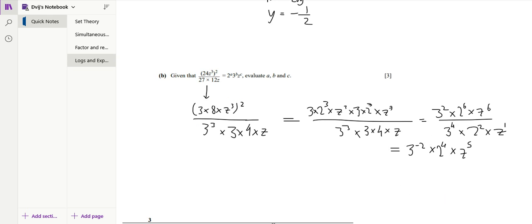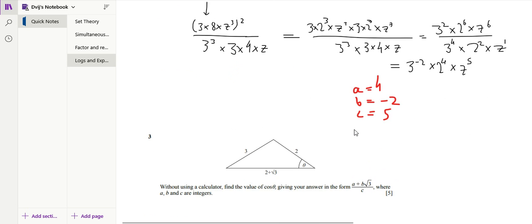So the last thing we want to do, let's go ahead and use the red pen, is write the constants out, because they say evaluate a, b, and c. So a is the power of 2, which is 4. B is the power of 3, which is negative 2. And C is the power of z, which is 5. Again, you can just go ahead and check this on your calculator. You can sub any number you like for z on both sides of the equation, and you'll get the answer. Cool, so that's another question done.